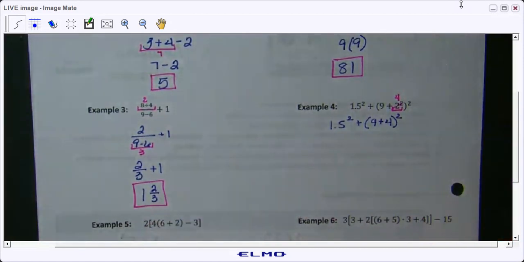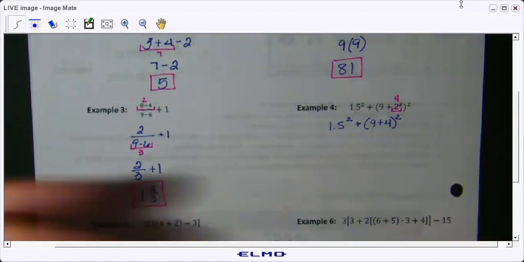Now, someone in my last class asked, could we do the 2 squared and the 1.5 squared at the same time? And the answer is yes, you could. But be very, very careful that you don't get things out of order. Okay. I don't do it that way because I don't want to mess myself up. But it will still be right.